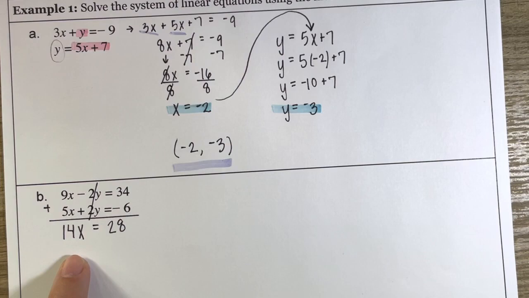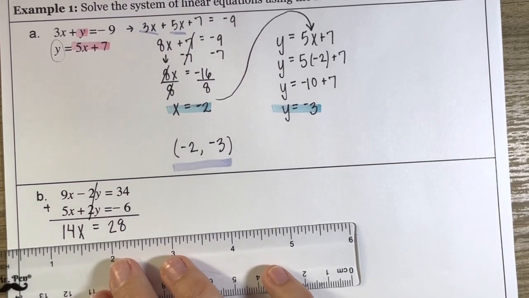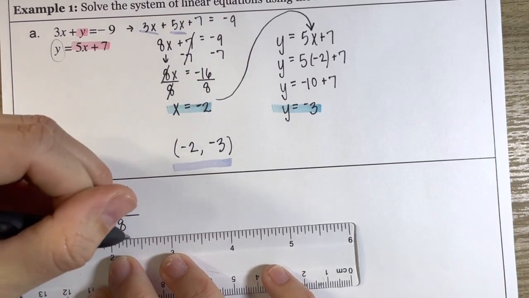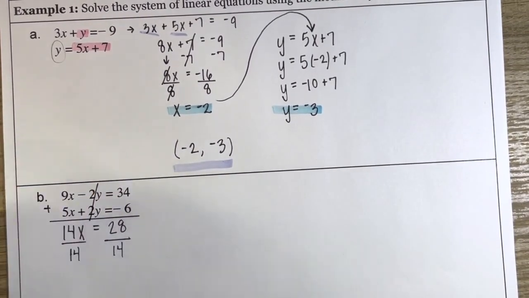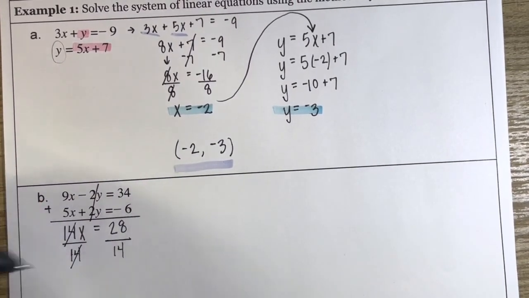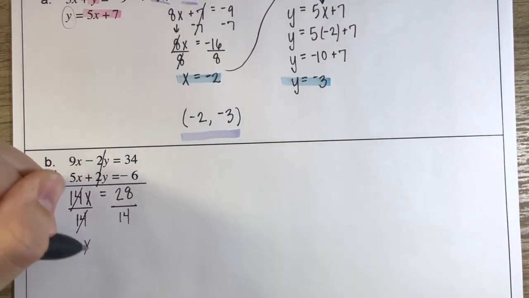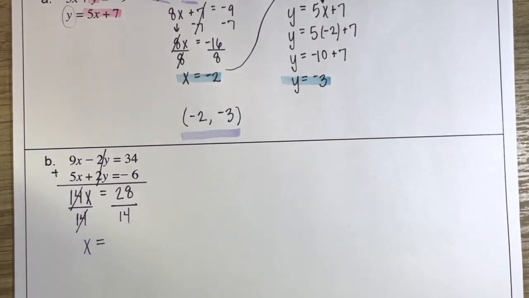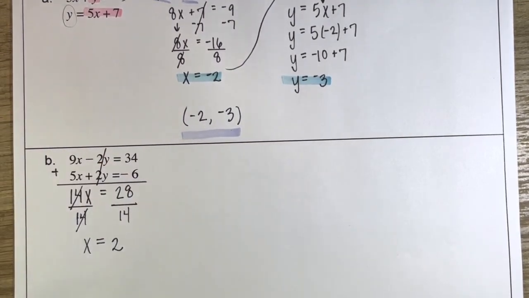And then now I have the equation 14x equals 28, so if I want to solve for x, I need to undo multiplying by 14. So I'm going to divide both sides by 14. So 14 divided by 14 cancels out. And then I'm just left with x equals 28 divided by 14 is 2. So I have x equals 2.